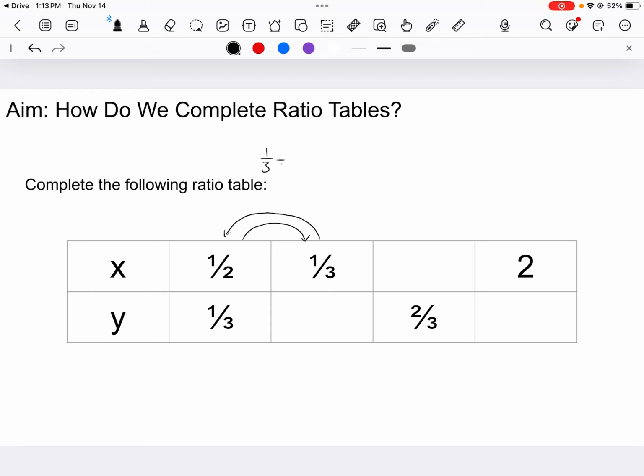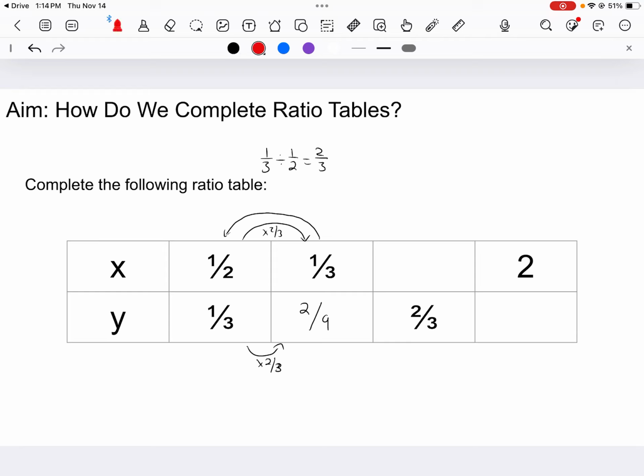So 1/3 divided by 1/2 is equal to 2/3. So that means I'm multiplying by 2/3. So 1/2 times 2/3 is 1/3. So I'm going to do the same thing in the denominator here and multiply by 2/3. 1/3 times 2/3 is 2/9.